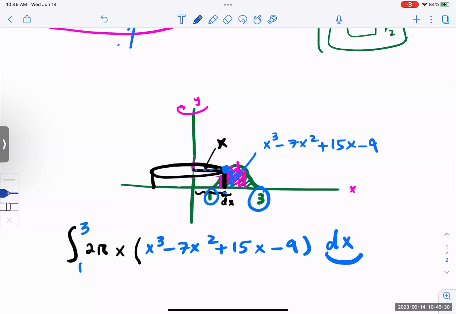I would say the cylindrical shells method is fairly easy if you set it up correctly, or if you visualize it correctly from the beginning. I think it's a little bit easier than the washer method. Okay, let's do another example. Again, I'm going to do some rotation about other axes so you can see how it works.